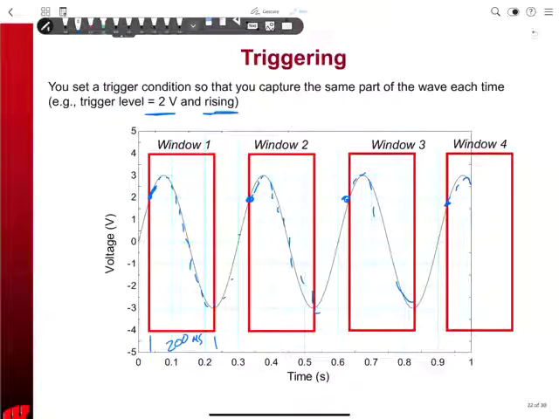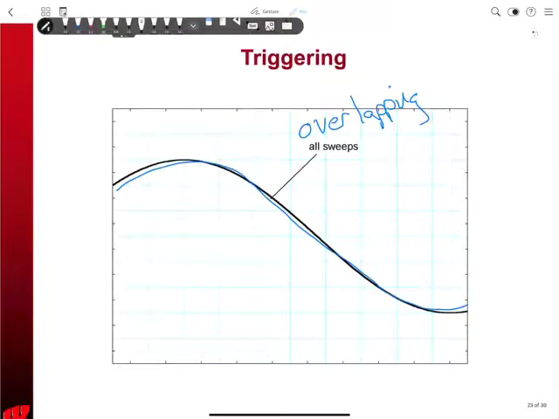If I waited until I was at 2 volts and on its way down, I might actually start recording sometime later, maybe here, and then I'd have different pictures every time. So I don't want to do that. I always want to start at the same voltage and the same slope, because that's the most likely to capture the same spot in the cycle. A lot of things in engineering are repeating or cyclic or periodic, and so that's how we want to use the scope. And then I'll get a bunch of overlapping sweeps.